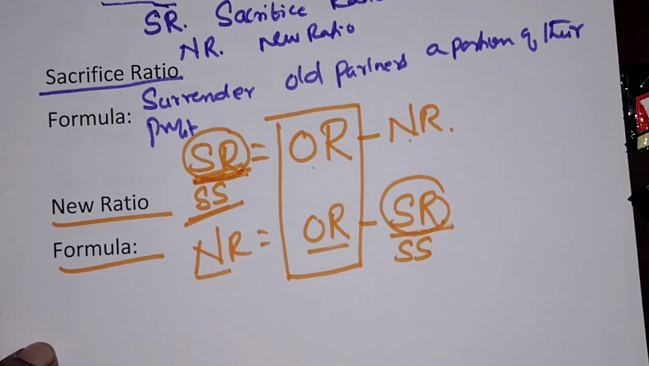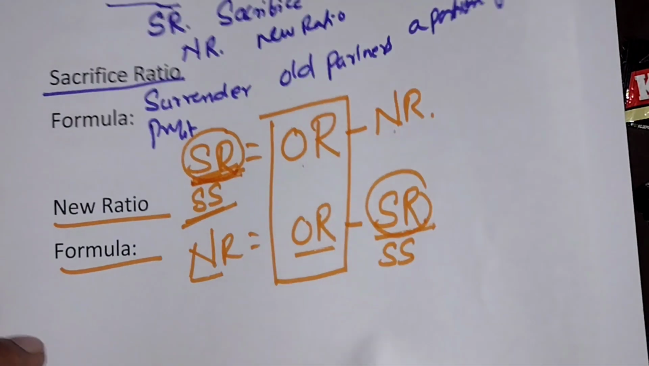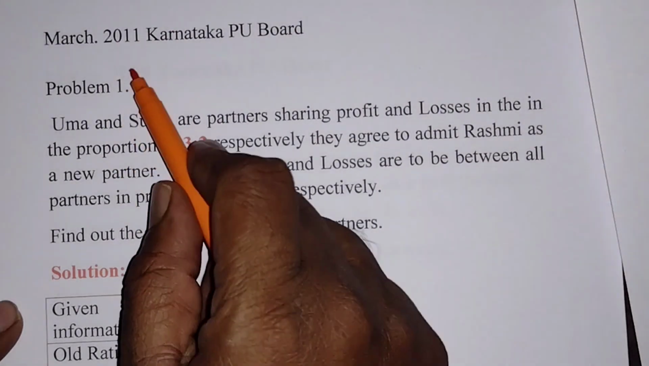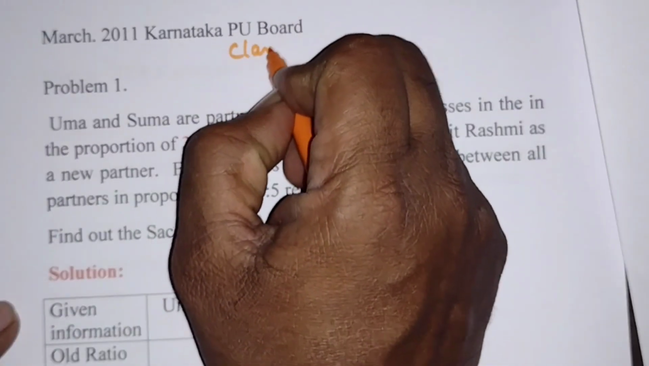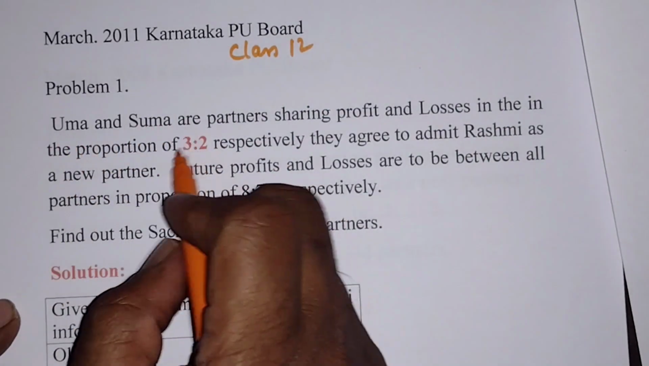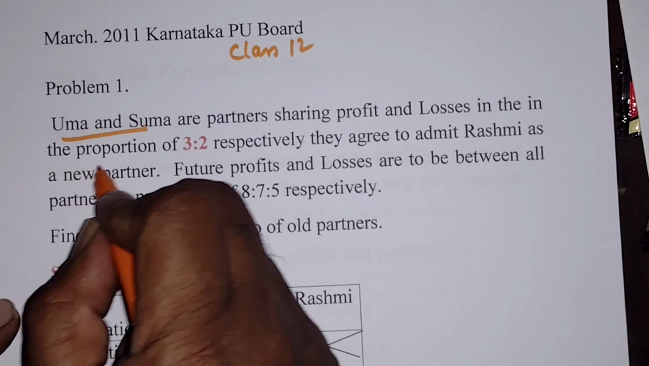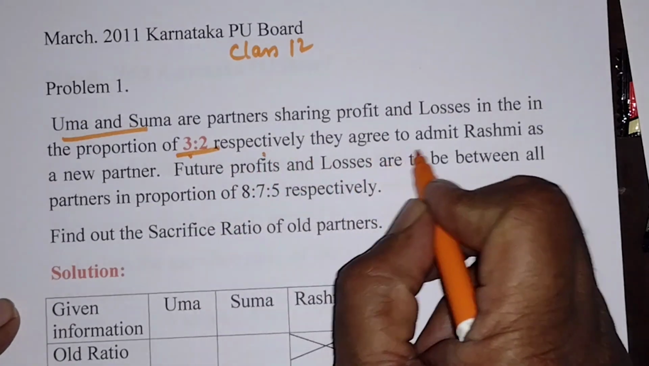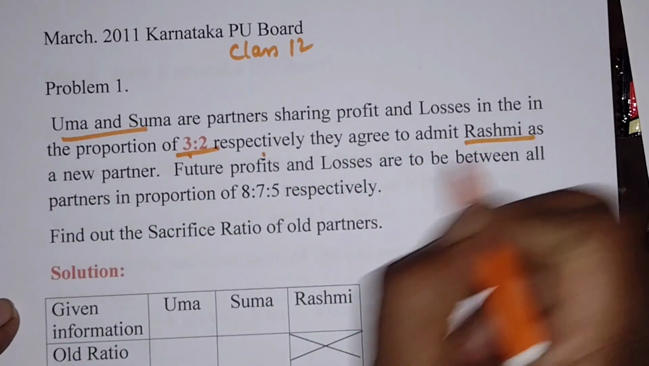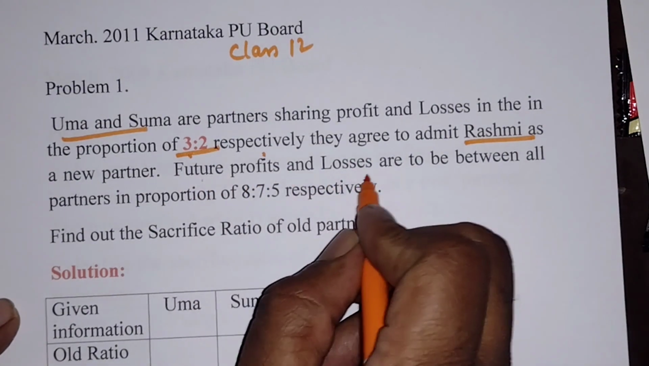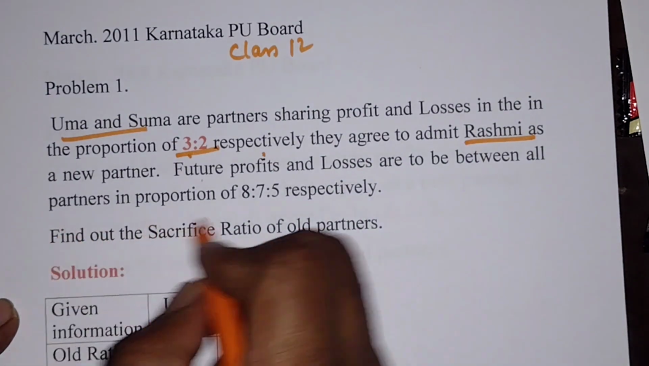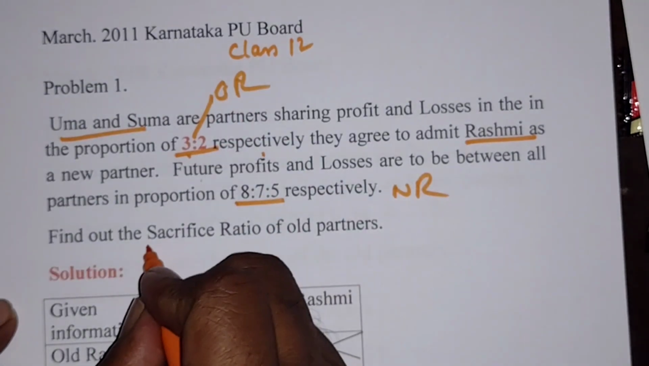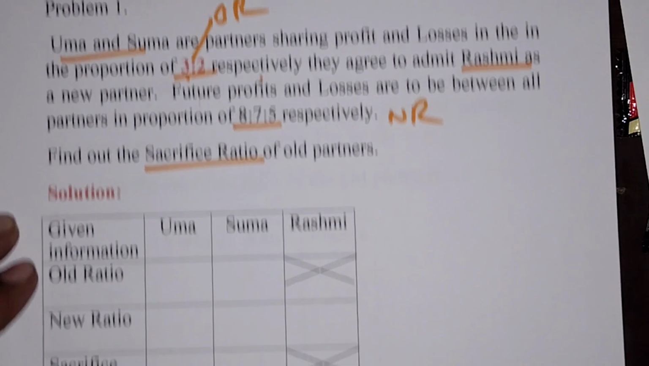Yes, sir. Let us enter into problem number 1. This question was asked in 2011 Karnataka PU, that is for class 12. Uma and Suma are partners sharing profits and losses in the proportion of 3:2, that is their old ratio respectively. They agreed to admit Rashmi as a new partner. In future, profits and losses are to be shared between all the partners in the proportion of 8:7:5. This is the new ratio, and this is the old ratio. They are asking us to calculate the sacrifice ratio.